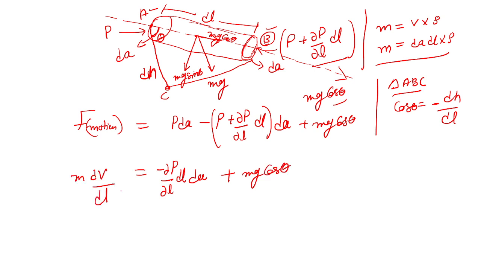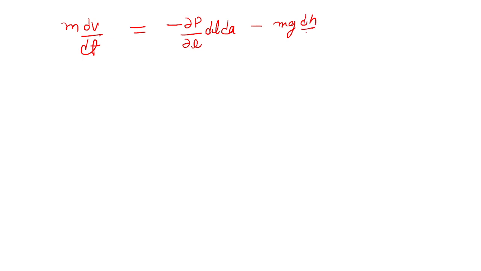So this is the expression that we got. Now, deriving it further, what is the force because of motion? That is m dV over dt is equal to minus ∂P over ∂L dl dA minus mg. I am putting directly the value of cos theta, that is dh over dl. So now what is this value, dV over dt, how will we get it?